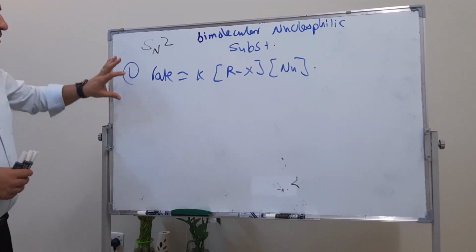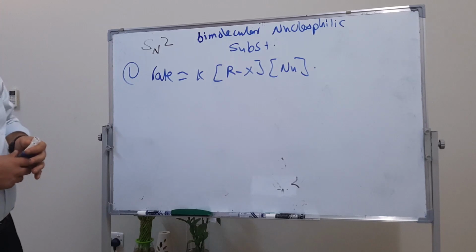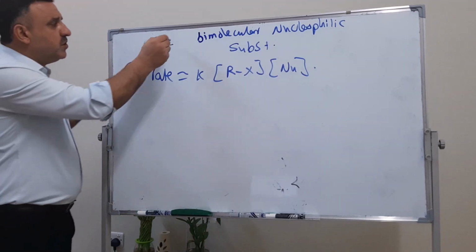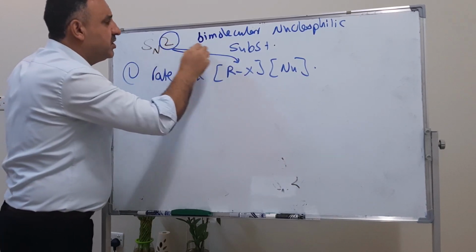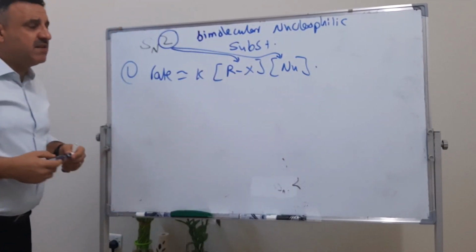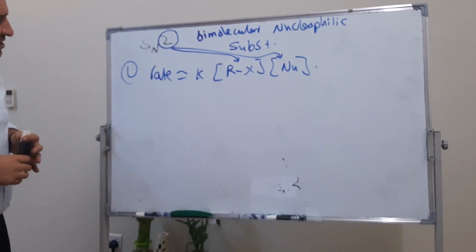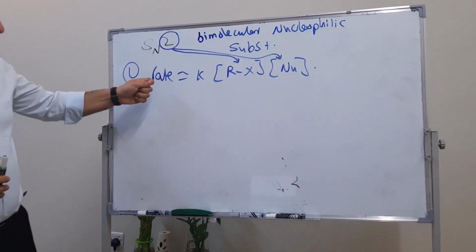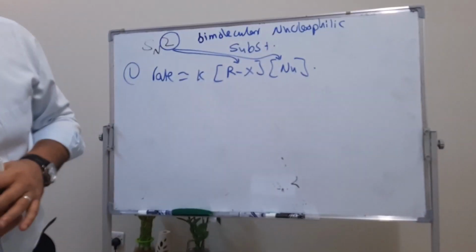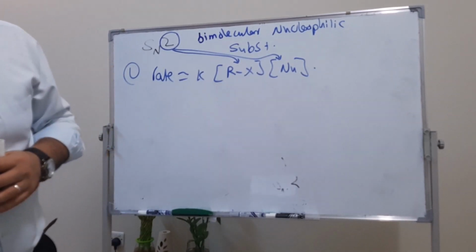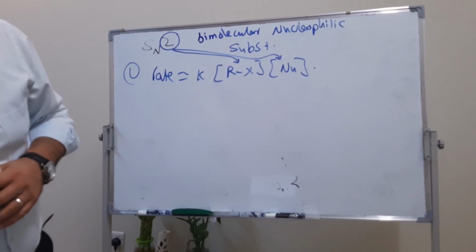Now, anyway, that's why we call it the bimolecular nucleophilic substitution reaction. The two here means the rate of the reaction depends on two molecules, which are the nucleophile concentration and the alkyl halide concentration. So this is the first characteristic, that the rate of the reaction depends on both concentrations of the nucleophile as well as the alkyl substrate. All right?